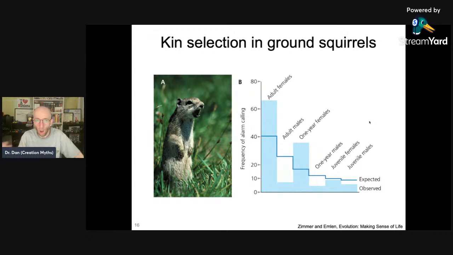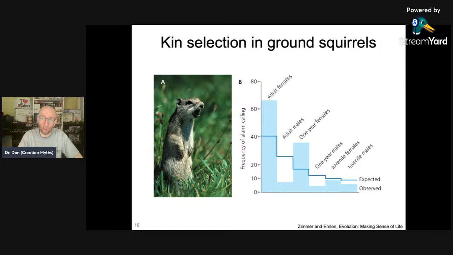So, the most common type of individual in the population is the adult females. About 40% of the population is adult females. We expect them to make about 40% of the alarm calls, right? The adult males are like 25 to 30%. That's what we expect. 1 year females, 20-ish, 1 year males, 12%, right? We expect the alarm calling to just match your frequency in the population. That's our kind of null hypothesis.